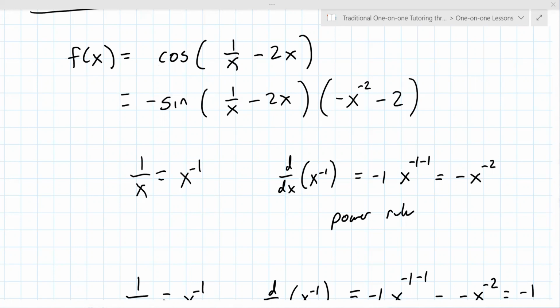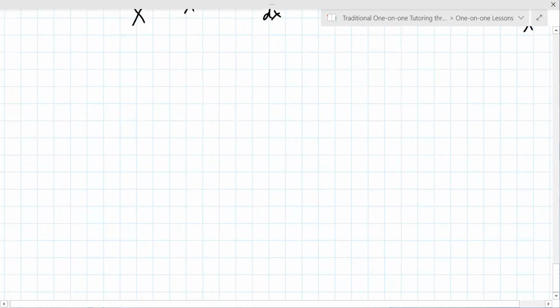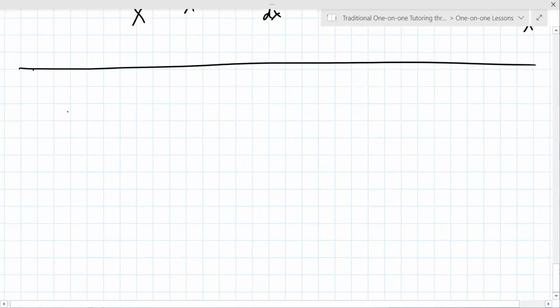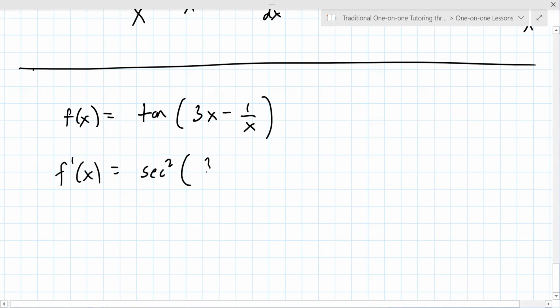All right, so let's do another one here. We have f of x equals tangent of 3x minus 1 over x. So what is the derivative of tangent? f prime of x equals secant squared. Secant, yep, secant squared. Keep the inside.